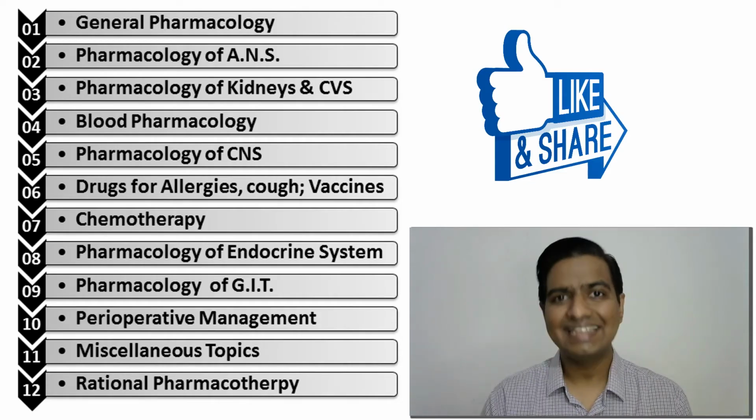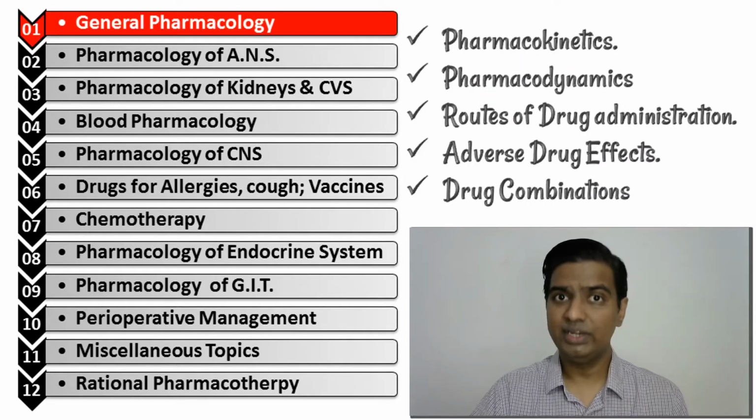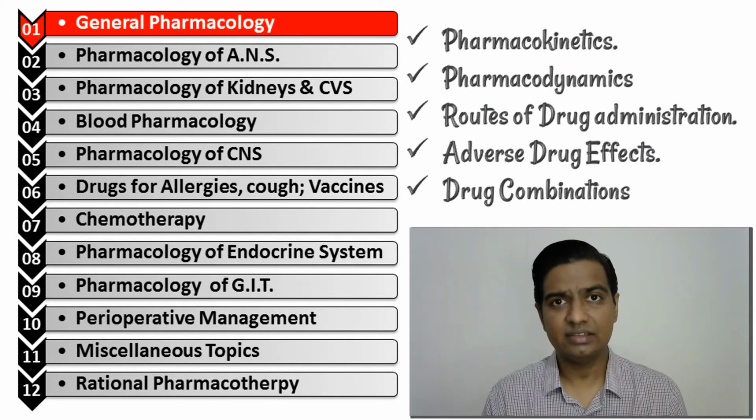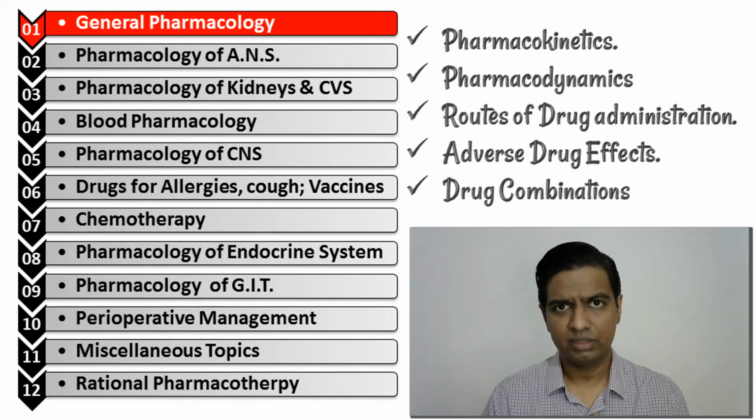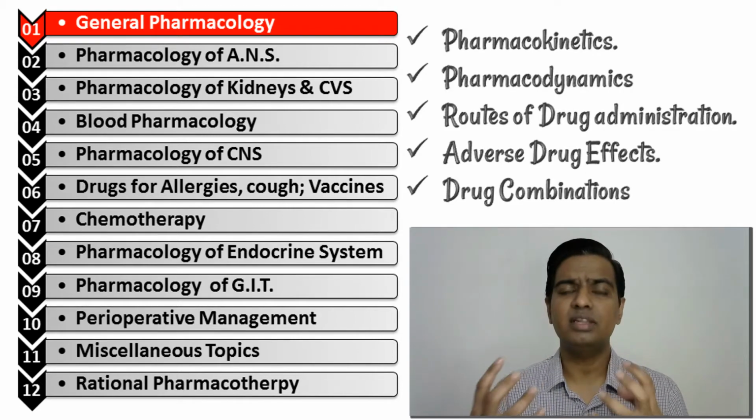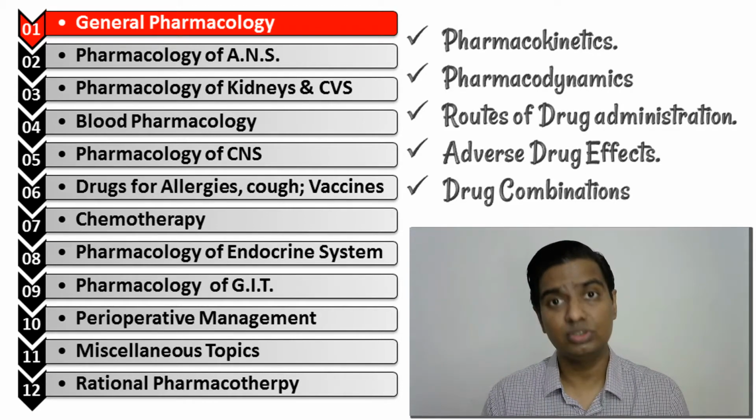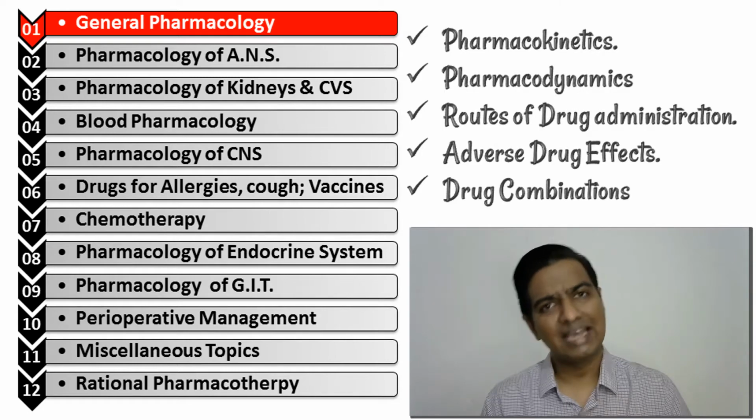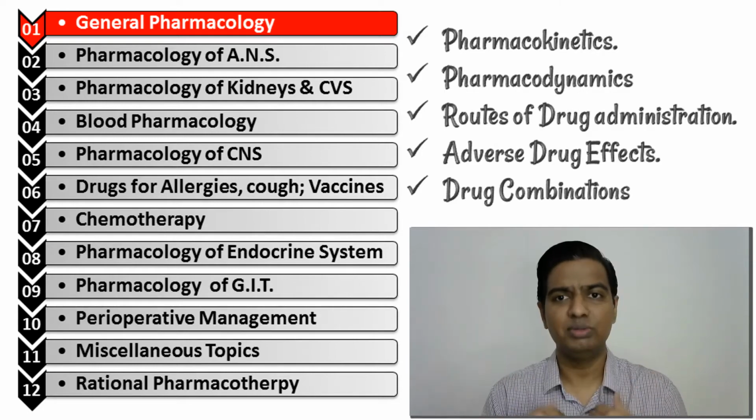The first category is general pharmacology. Here you need to understand pharmacokinetics and pharmacodynamics. Pharmacokinetics is what the body does to the medication, to the drug. Pharmacodynamics is what the drug does to the human body.